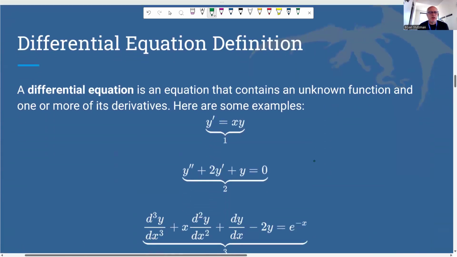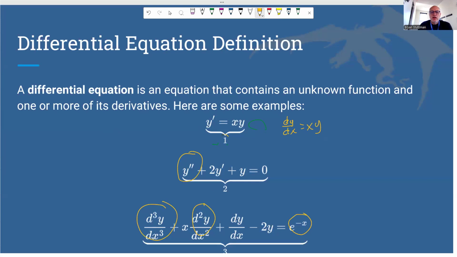So here are some examples of differential equations. The first one has dy dx equals x times y. The second one has a second derivative. The third one has a third derivative and some second derivatives. And sometimes there are functions on the left and the right.